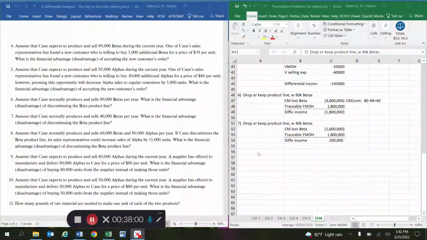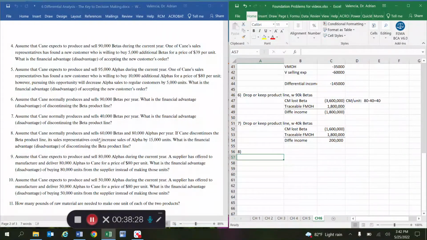All right, next let's look at number 8 and see what they're asking us here. Under number 8, it says, assume that Kane normally produces and sells 60,000 betas and 80,000 alphas per year. If Kane discontinues the beta product line, in other words, if we discontinue these 60, its sales representatives could increase sales of alpha by 15,000 units. What is the advantage? Is this a good idea or not?